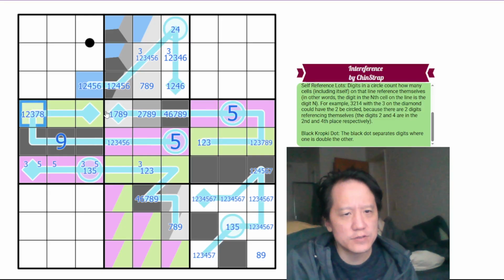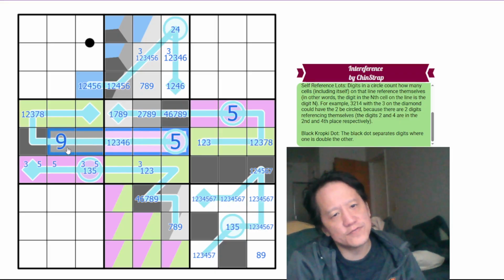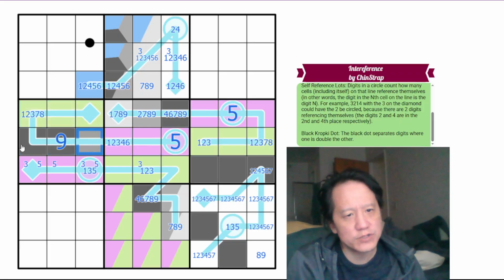So 3 is only in 1, 2, 3 or 7, 8, obviously. This can't be 5. 9 is only in the dark spots. So, and this can't be 7. This can't be 9 here. Since this is 5, well, we don't have the 2 non-referencers.